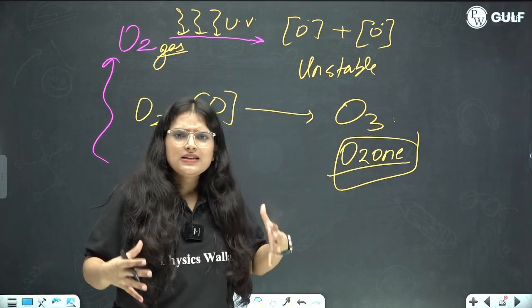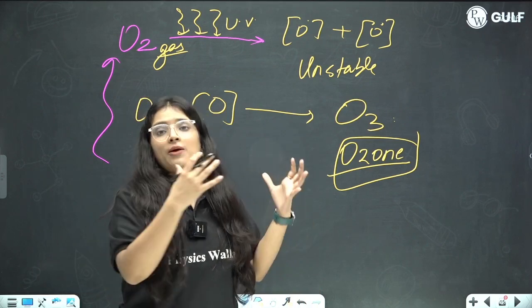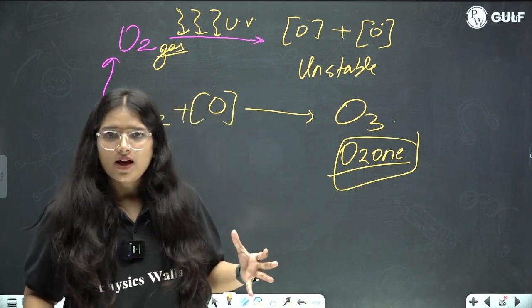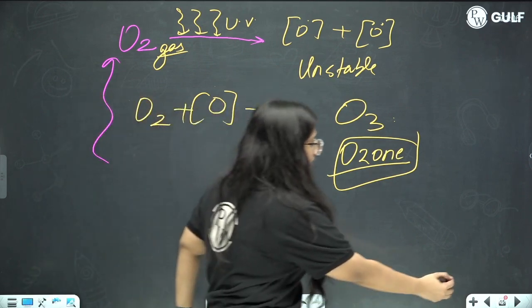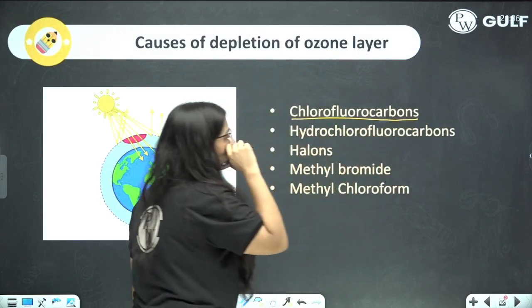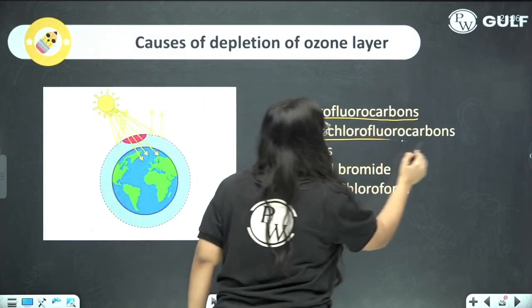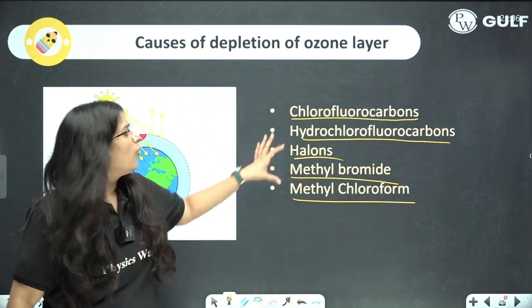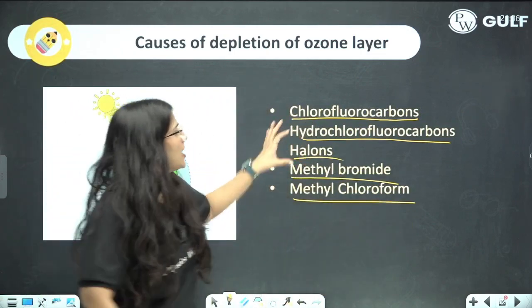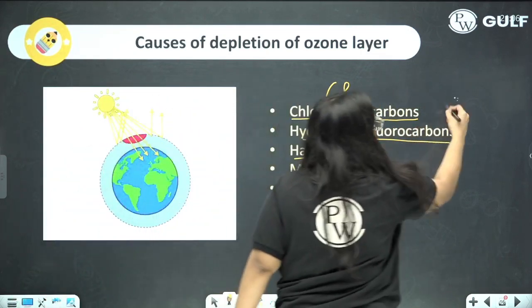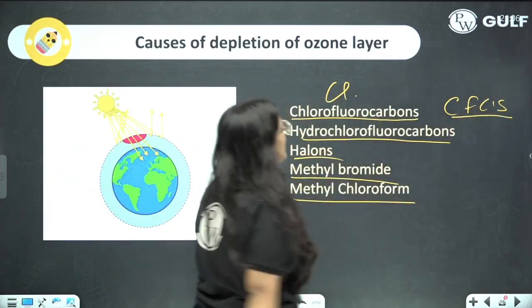Earlier, we had these instruments and machines, and they were releasing very harmful substances. Now let's talk about them. Those harmful substances were chlorofluorocarbons, hydrochlorofluorocarbons, halogens, methyl bromide, methyl chloroform. So what are they doing? Let's see. The chlorine of the chlorofluorocarbons, which can also be written as CFCs. So what exactly are these chlorines doing?